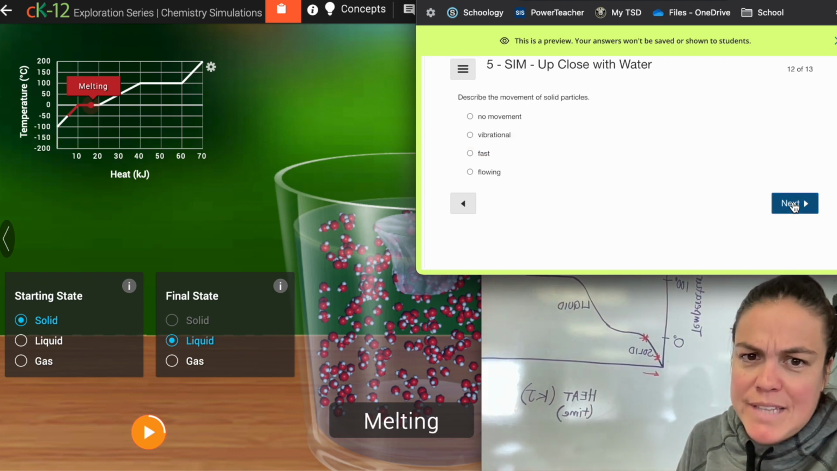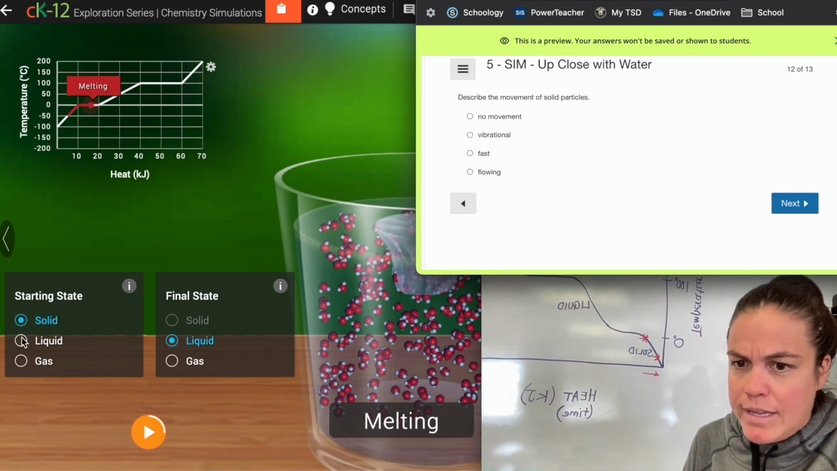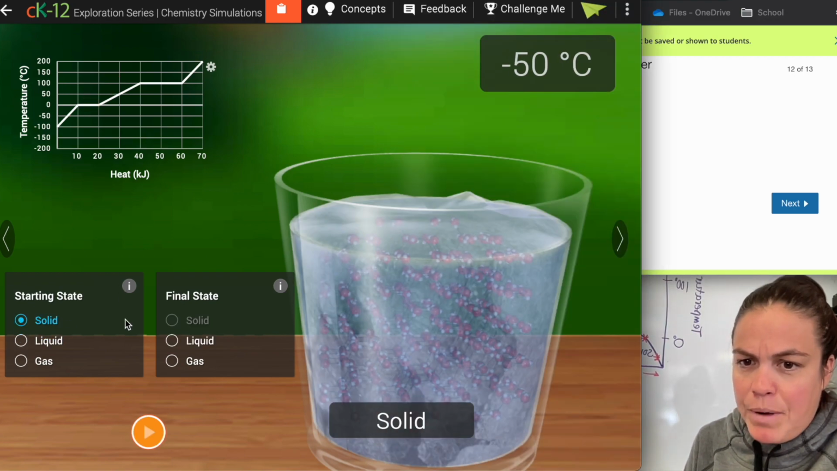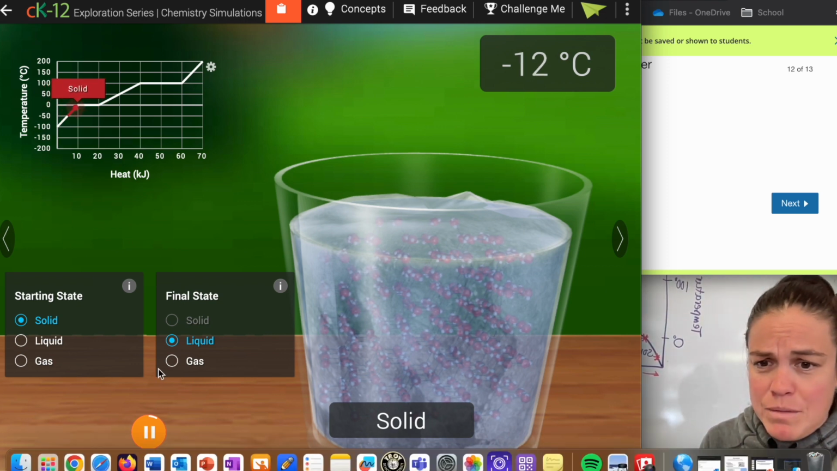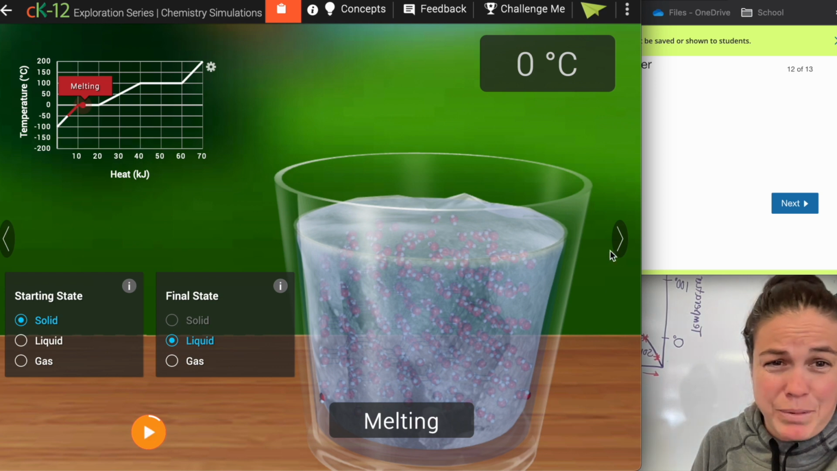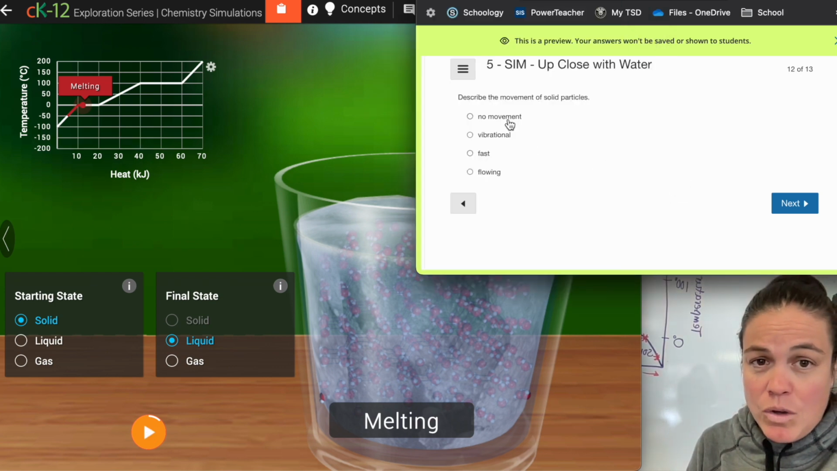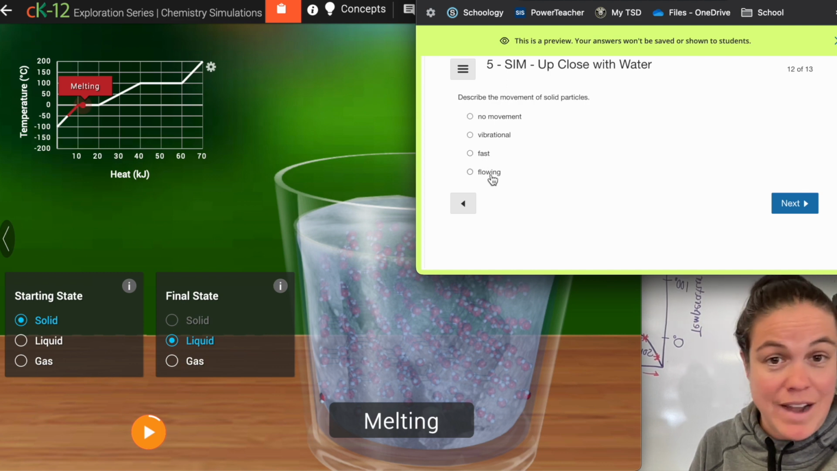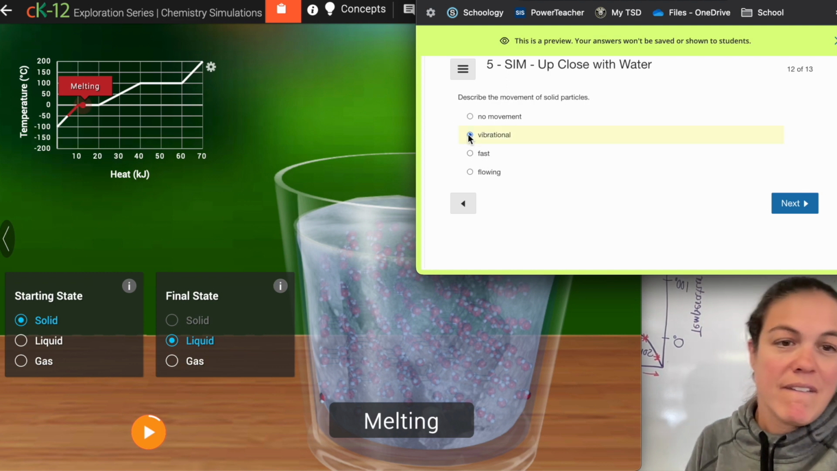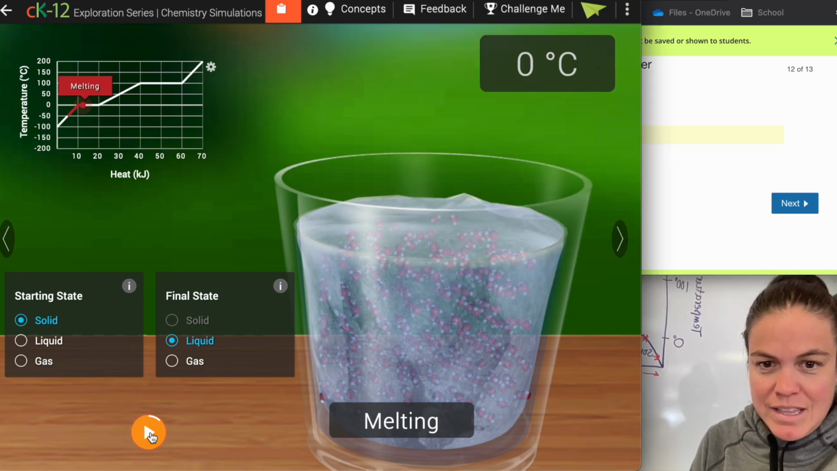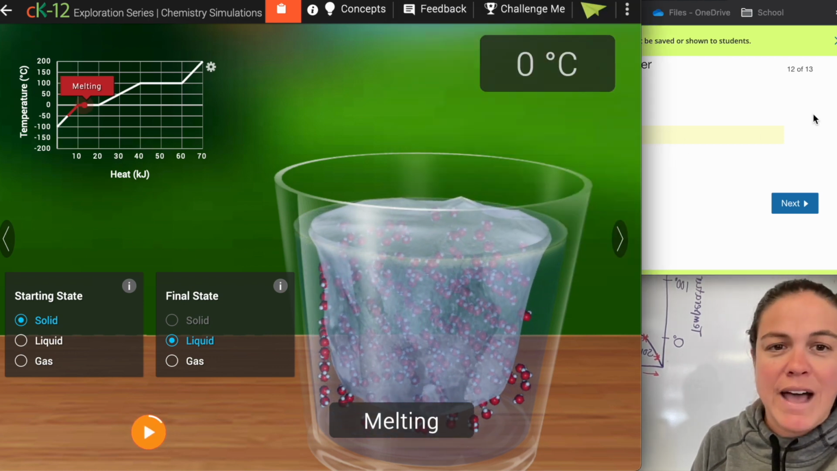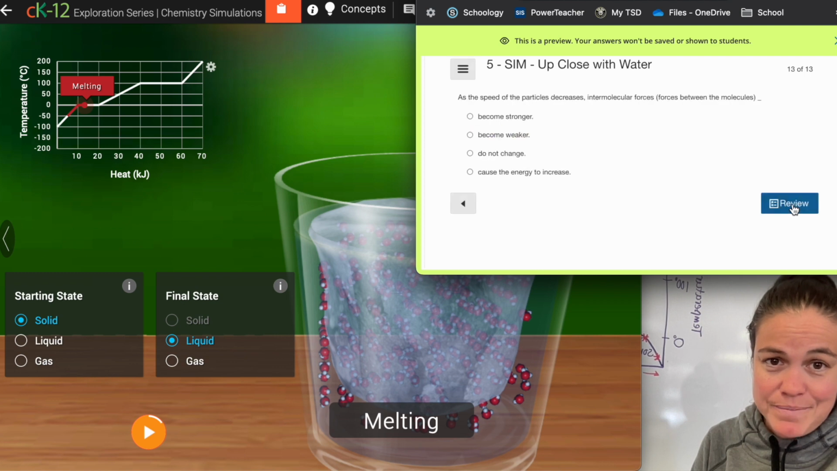Describe the movement of solid particles. All right, so if I have solid particles, look at them. They are moving. They are definitely moving. They're kind of jiggling there in place, okay? So they're moving. They're not moving fast. They're not flowing. They're kind of vibrational, right? If you watch them in here, they look like they're vibrating when they're in the solid.